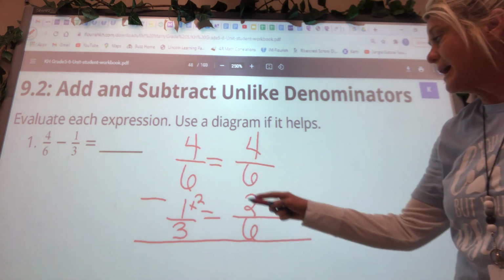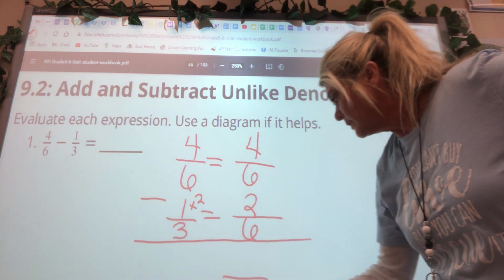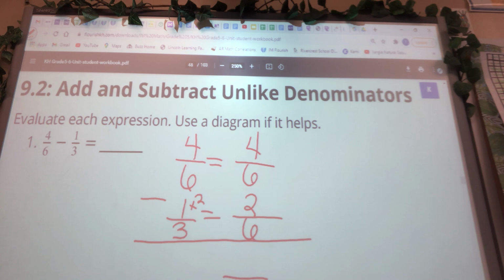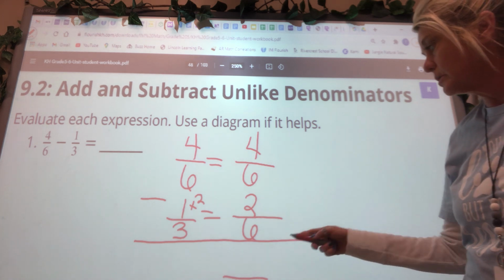All right, we're subtracting, so what do we do with that denominator? Bring it down. Like a common denominator, we keep it, that's why we wanted it in common, and then we subtract our numerators. 4 minus 2 is 2 over 6.